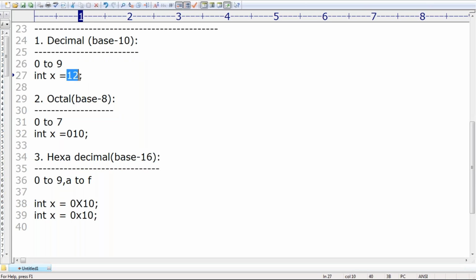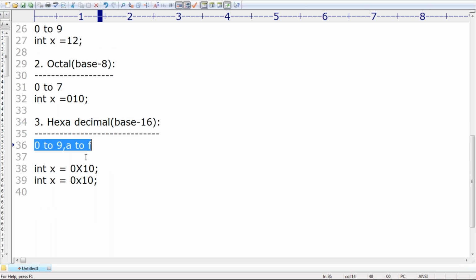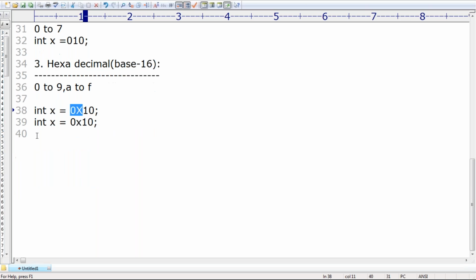Here, the allowed digits are the default notation we are using. The second option is octal. In octal, the number must be prefixed with 0 and the allowed digits are 0 to 7 only. The third one is hexadecimal, with digits 0 to 9 and A to F, for example int x = 0x10. It must be prefixed with 0 followed by a small x or capital X. These are the only possible ways to specify a literal value for the integral data types.